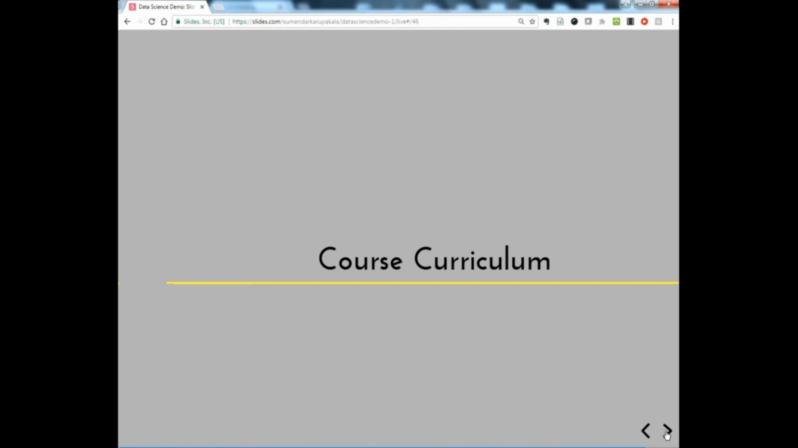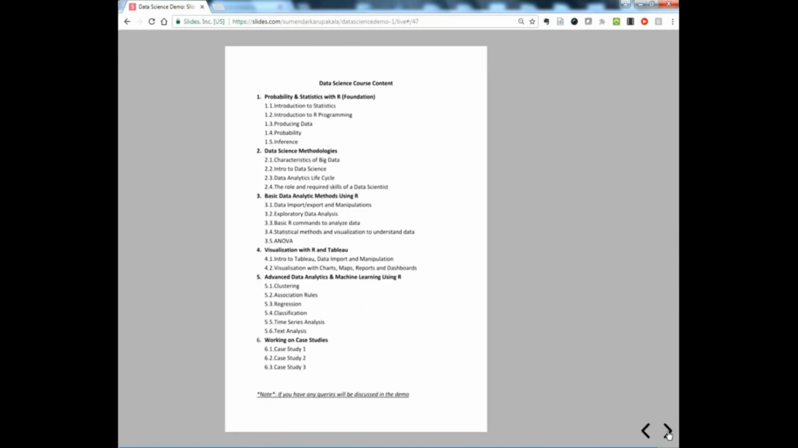And finally, this is our course curriculum, what we are going to cover. Primarily, probability and statistics with R. That is actually the primary skill, like an introduction to statistics, and how to handle statistical techniques like mean, median, mode, standard deviation, and how to identify skewness, kurtosis, and histograms. Everything will be covered in the basic first unit.